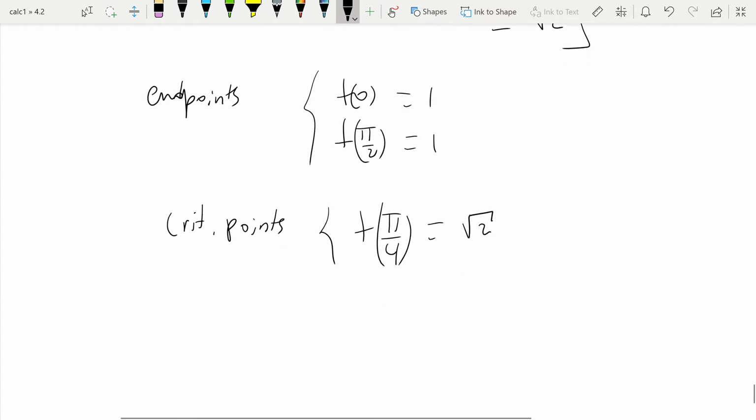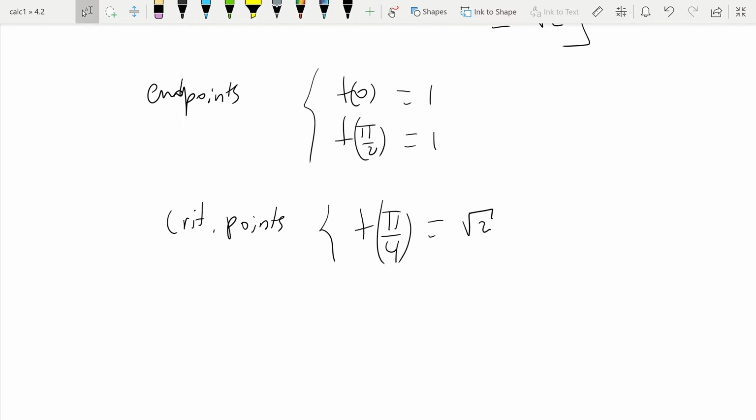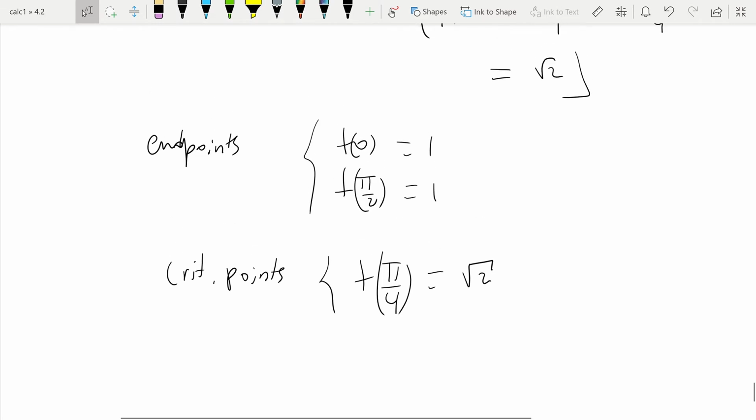Okay, and which is bigger, 1 or square root 2? If you remember what it is, 1 point something, so it's bigger than 1. And it has to be bigger, because 1 squared gives you 1, which is smaller than 2, so you have to raise a bigger number than 1 to square to get 2. So the square root of 2 is definitely bigger than 1, so this is the maximum value. The maximum value on the prescribed interval is square root 2.